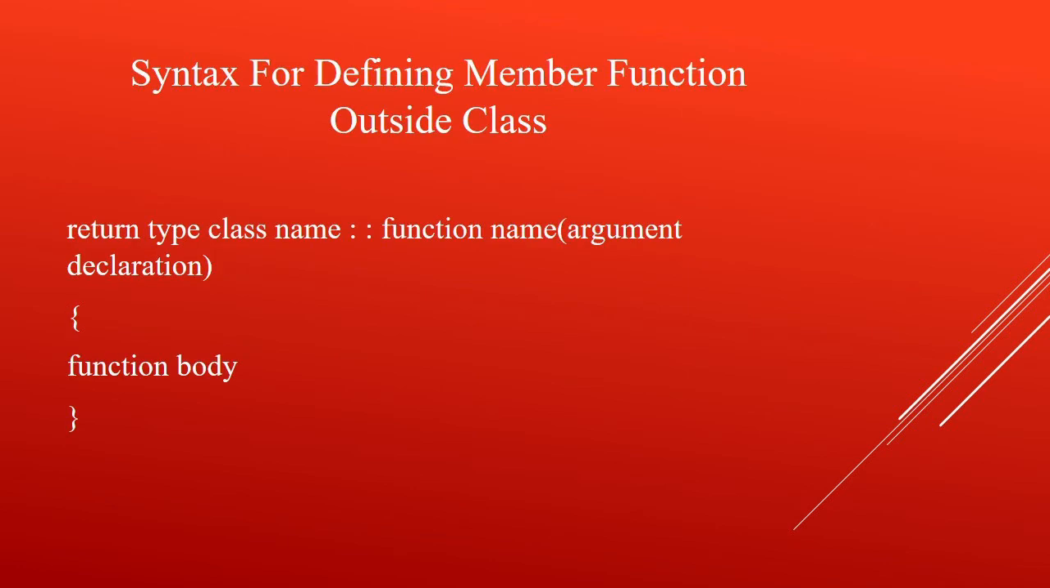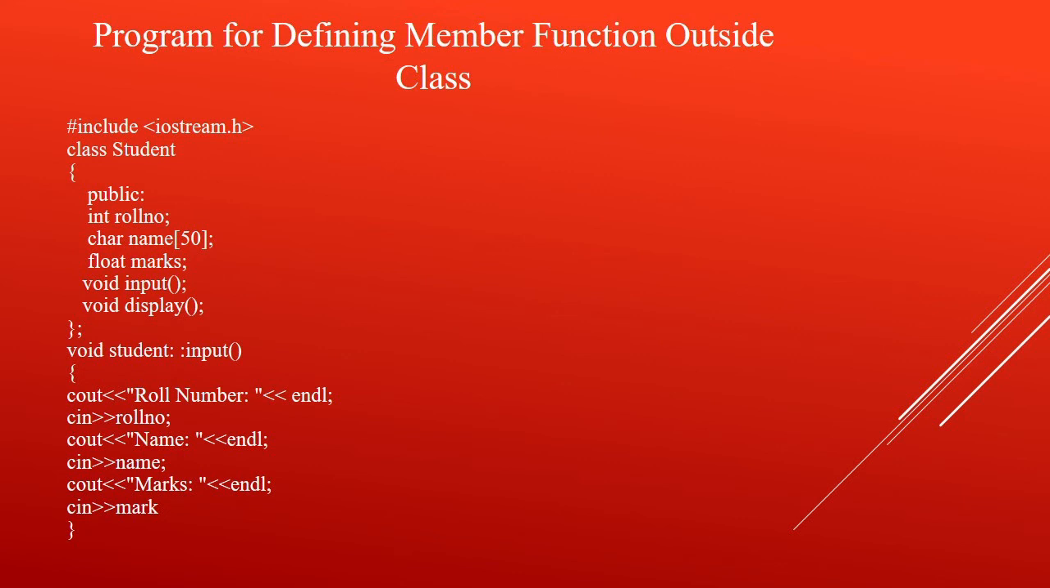Syntax for defining the member function outside the class: return type, class name, scope resolution operator, function name and argument declaration. Then open the curly braces, the function body. Next, close the curly brace. Program for defining a member function outside the class. This program is the same program as we have discussed before. The only difference is the member function is defined outside the class.